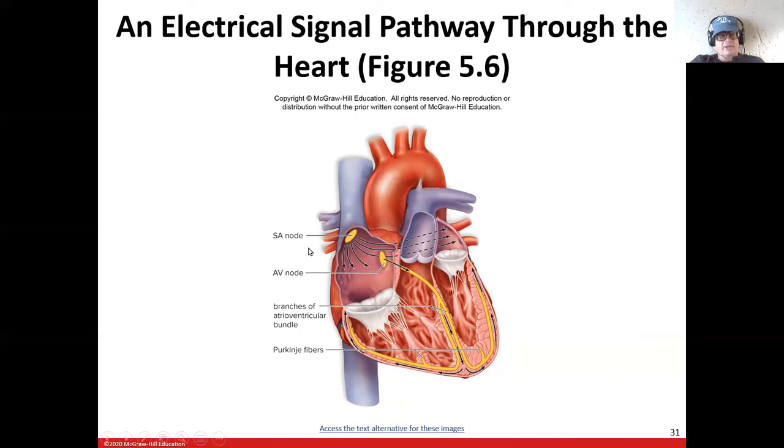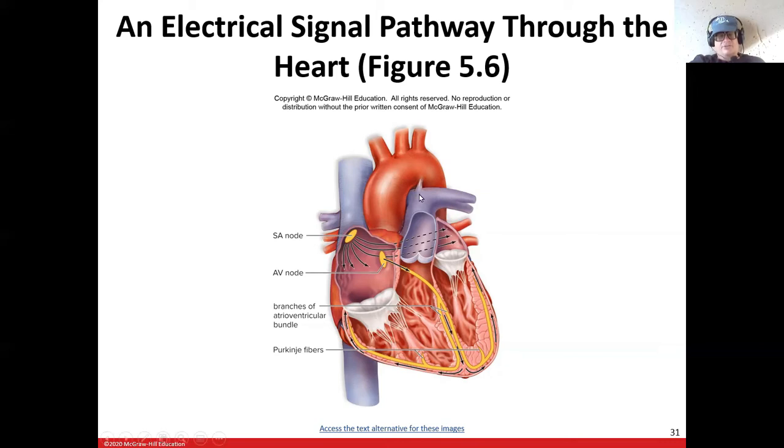So we have tracks between the SA node and the AV node. More importantly, we have these tracks that go all the way down here to the apex of the heart, and they go up here to the papillary muscles, which I hadn't really talked about before. Say this is the wall of the heart, then you have little papilla. Remember, papilla means a finger-like extension. They are little muscles that stick up like a papilla. Those are the spots that your chordae tendineae are attached to. We'll get to that in a second.